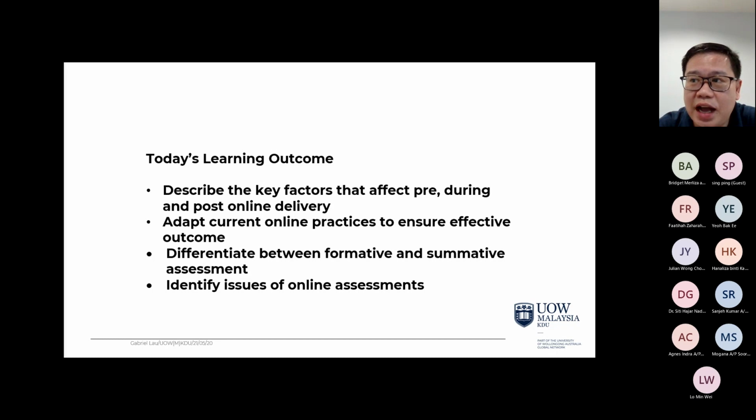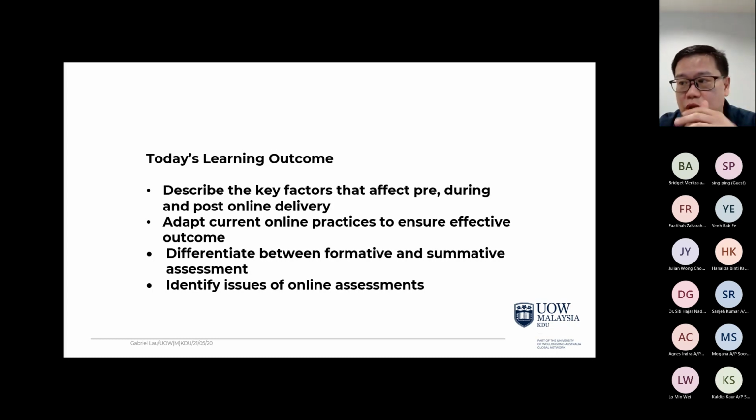So for today's learning outcome, basically what we are planning to achieve will be on these few key elements. What are the key factors that affect pre, during, and post online delivery? Online practices to ensure effective outcome. So how do we ensure the effective outcome itself? And then we are also going to talk about the differentiation between formative and summative assessments.